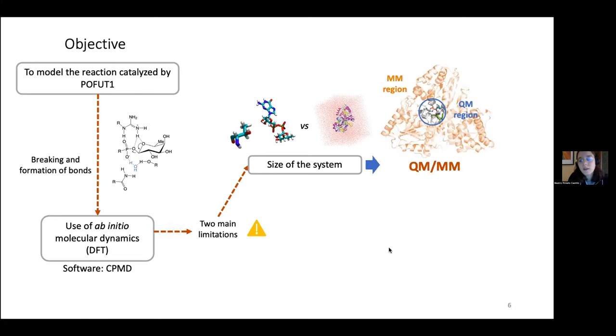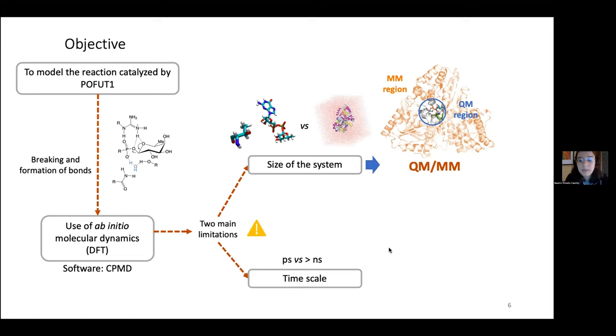To overcome this problem, we use the well-known technique of QM/MM, in which there is a QM region that is treated at a higher level of theory. The atoms in the QM region are the ones that are going to participate directly in the reaction. And then the environment, the rest of the enzyme and the solvation, is treated in a classical way.